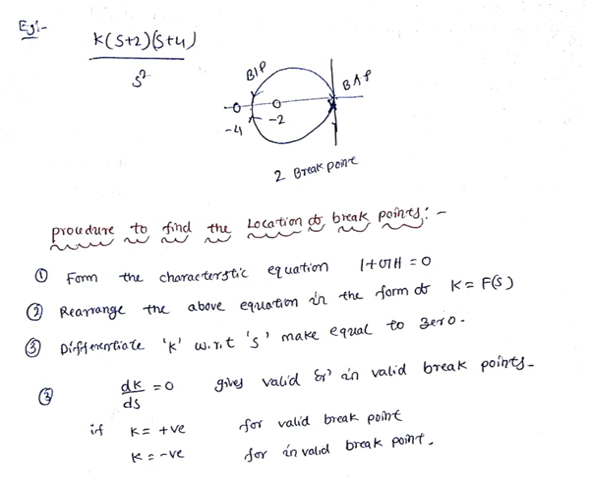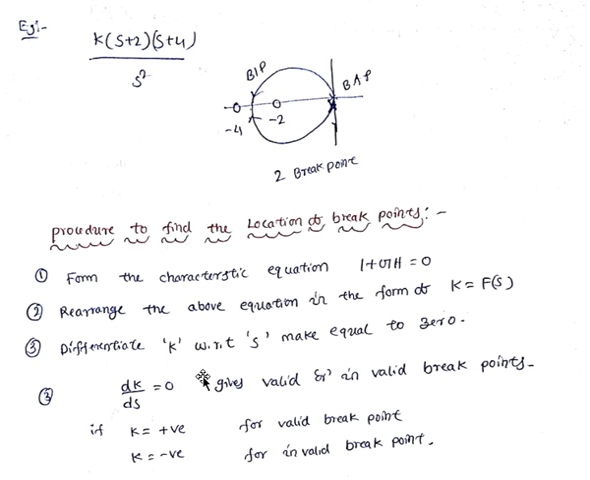Now the procedure to find the breakpoints. First we form the characteristic equation. G(s)H(s) is the open loop transfer function. First we find the characteristic equation, then separate the constant K equal to f(s). Now differentiate with respect to s, because dK/ds equals 0, since the differentiation of a constant is 0.